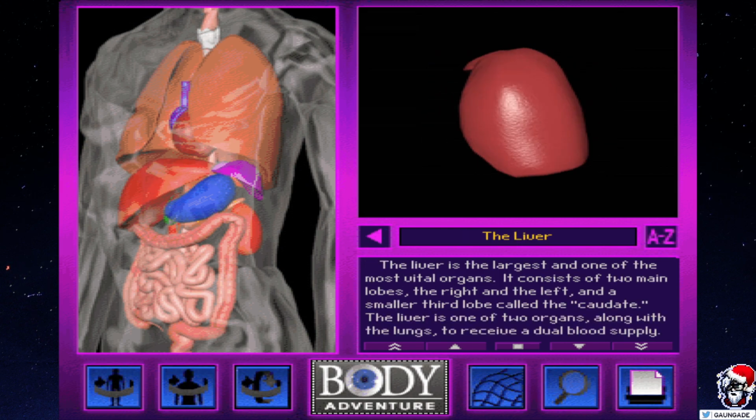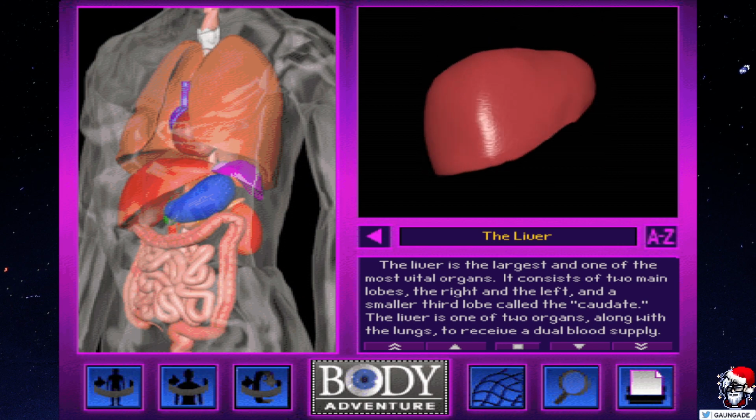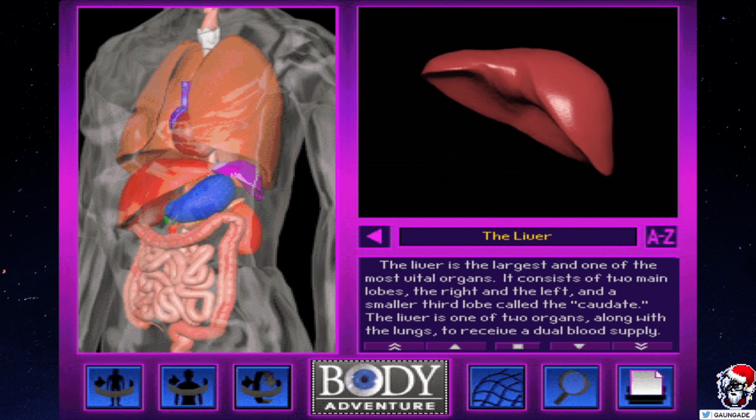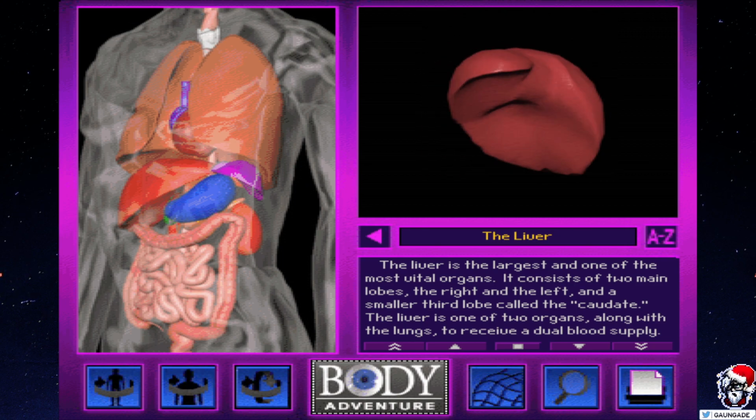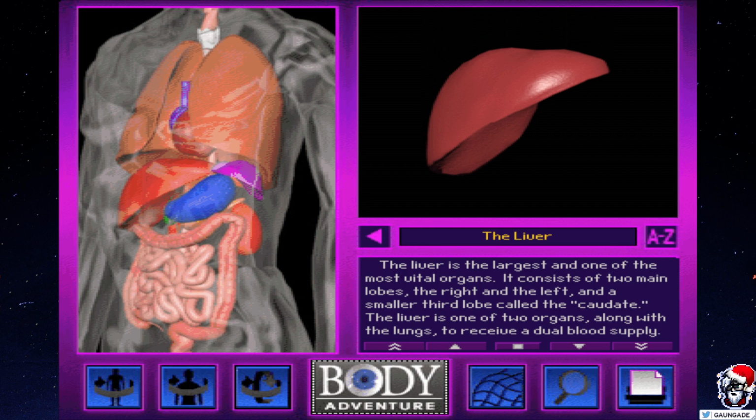Liver. The liver. The toupee. Crazy how its shape is like that, huh? Wow.